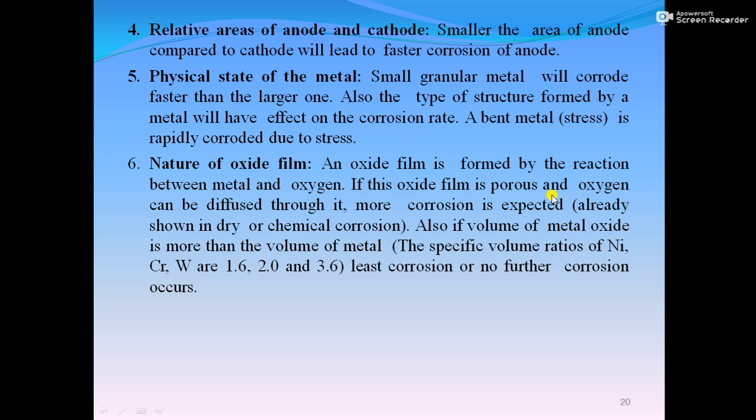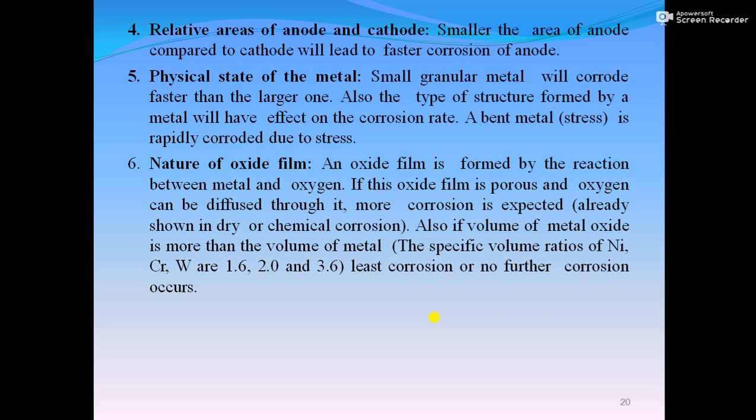And then the sixth factor is the nature of the oxide film. This has already been explained: an oxide film is formed by the reaction between metal and oxygen. If the oxide film is porous, oxygen can diffuse into it and more corrosion will occur. Also, if the volume of oxide is more than the volume of metal, there is least corrosion and no further corrosion. So the nature of the metal is very much responsible for the corrosion.